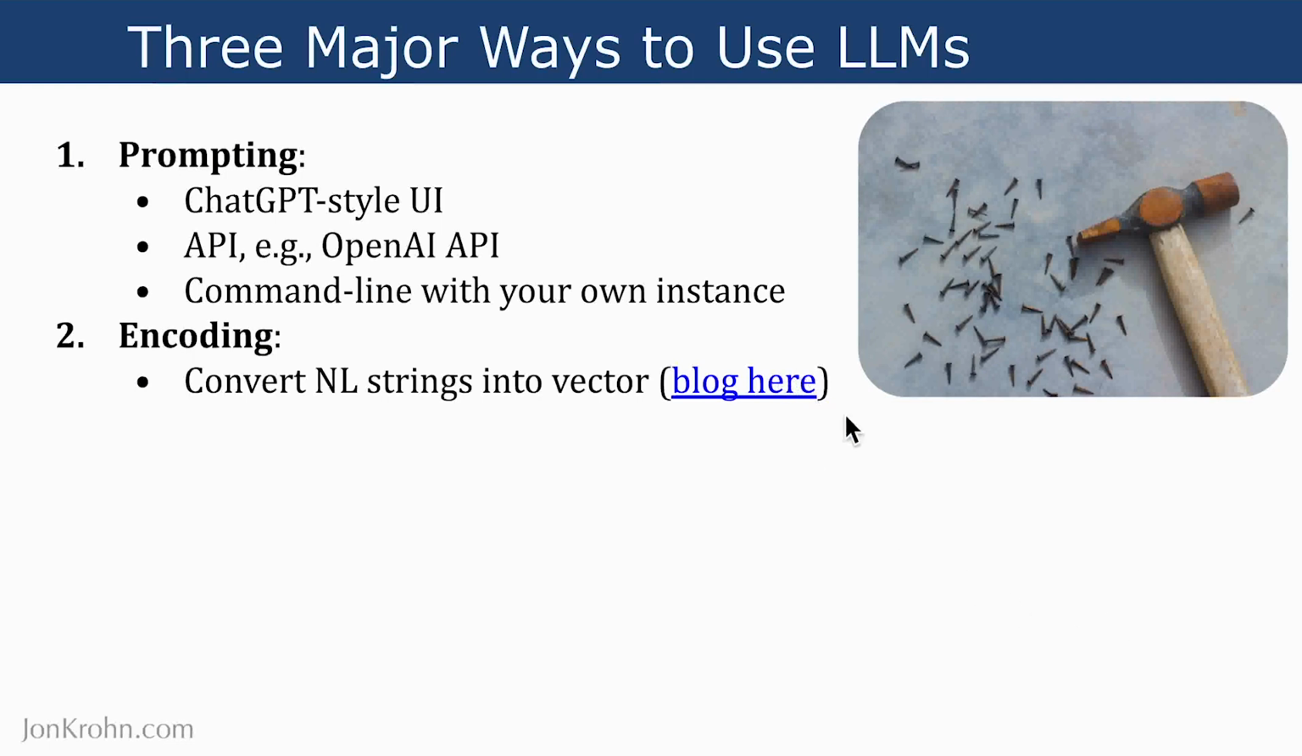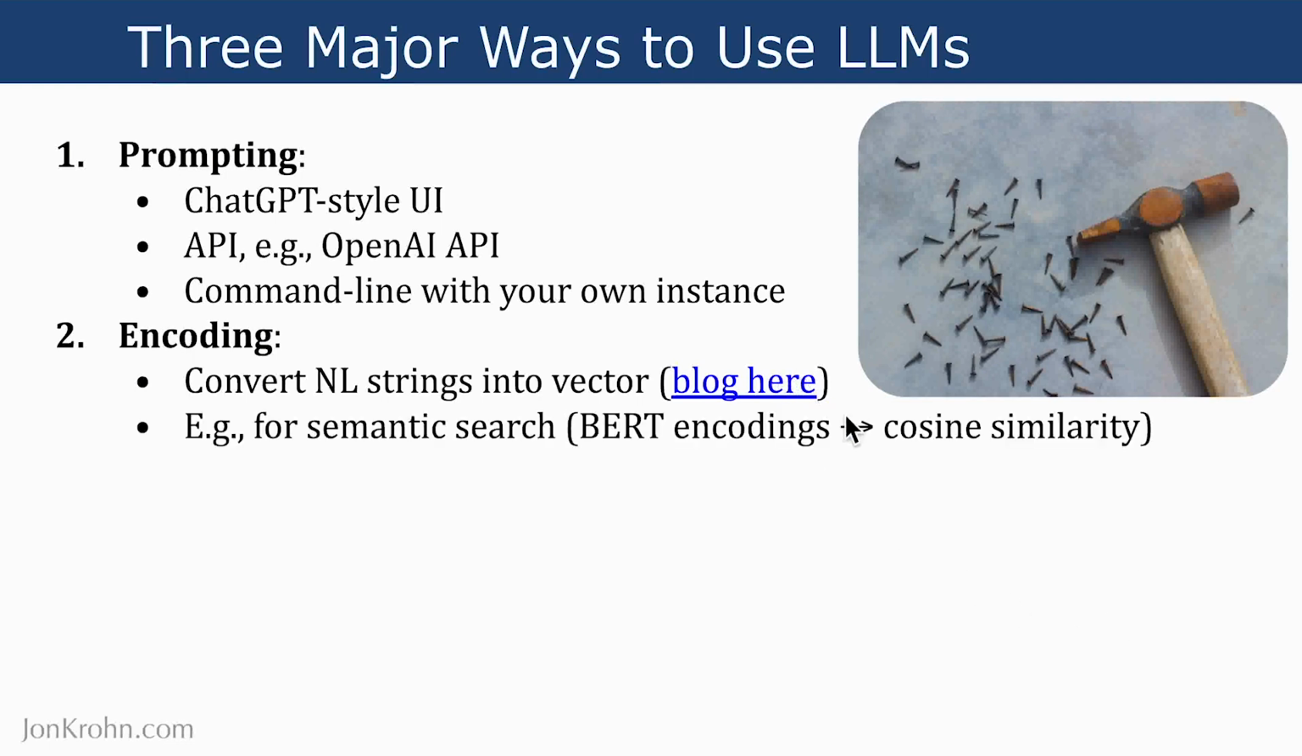So converting natural language strings into a vector. You can read a blog post about this here. Using these encodings for semantic search, so converting all of your documents, using BERT to convert those into encodings, and then using a cosine similarity score to compare proximity between those documents and searching by meaning over your documents.